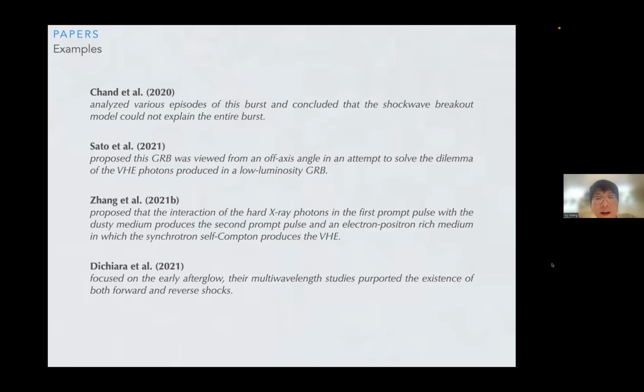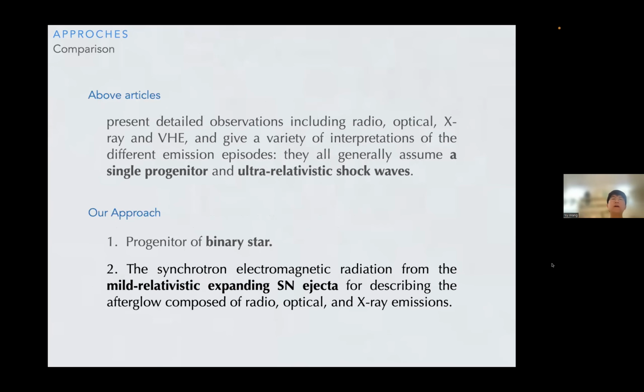And also the very high energies were produced by synchrotron self-Compton. And De Chera focused on the early optical light. Their multi-wavelength study supported the existence of both forward and reverse shocks. So all the above articles present detailed observations, including radio, optical, X-ray and very high energy, and give a variety of interpretations of different emission episodes. But they all generally assume a single progenitor and an ultra-relativistic shock wave.